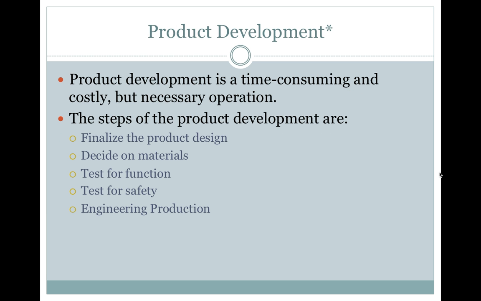Product development. Product development is a time-consuming and costly but necessary operation. The steps of product development are finalizing the product design, deciding on materials, testing for function, testing for safety, and engineering production. That ends part 3.